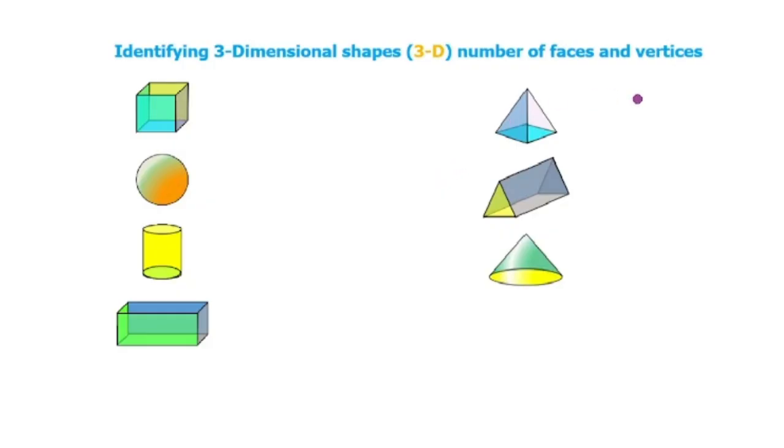And then for the vertices, a vertex is just a point. So where two or more sides intersect. So just basically a point. So you could see this one has one here, one here, one here, one here, and then at the bottom as well. One here, one here, one here, one here.